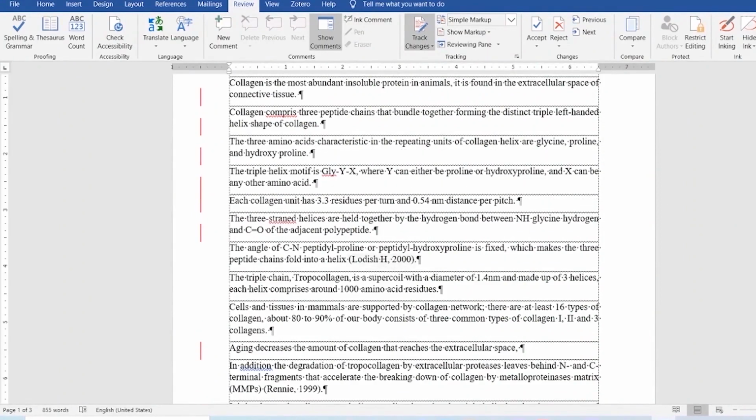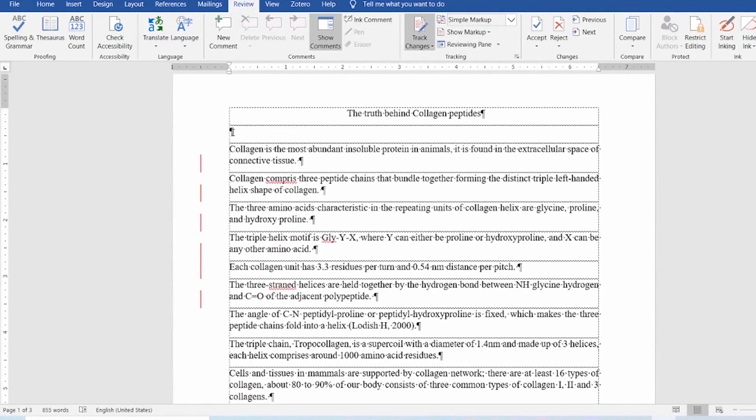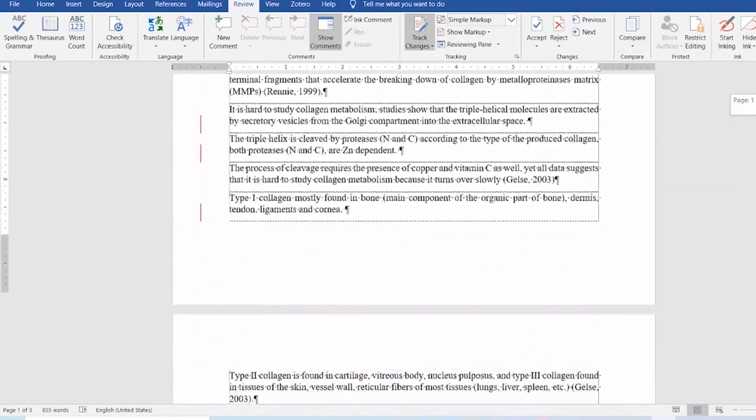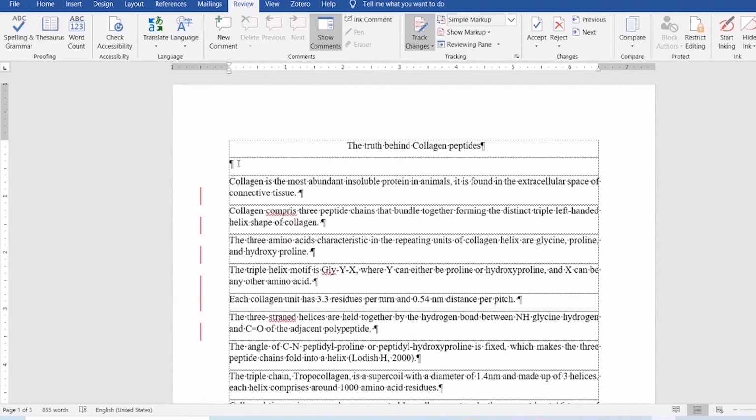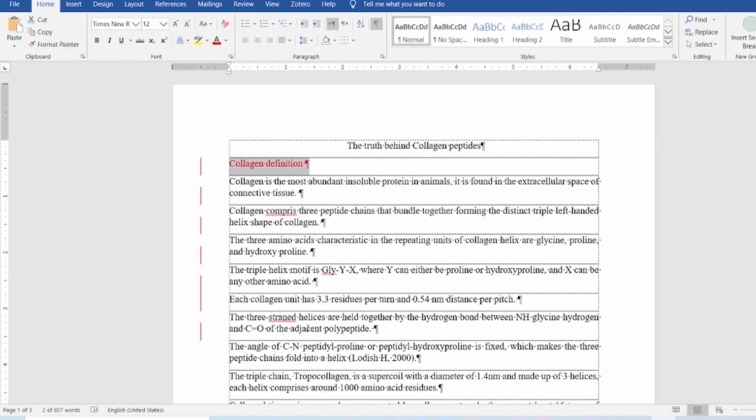We will try to write a header for each couple of sentences. The header should be about the idea of the sentences that I wrote underneath. You can see that I have very short sentences here that I may need to join together in the structural editing step. But for now, let's try to write a title or a header for each couple of sentences. So the first one talks about collagen being the most abundant insoluble protein, so it talks about the collagen definition. Let's mark this in red so I can remember that this is the title that I wrote.